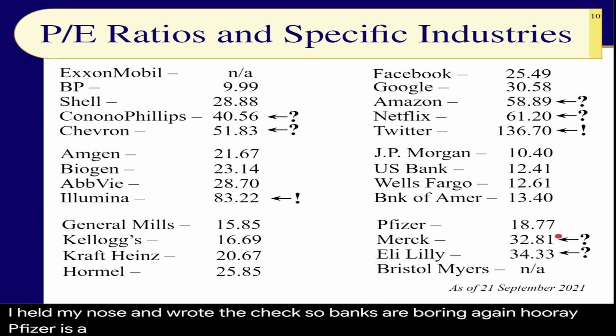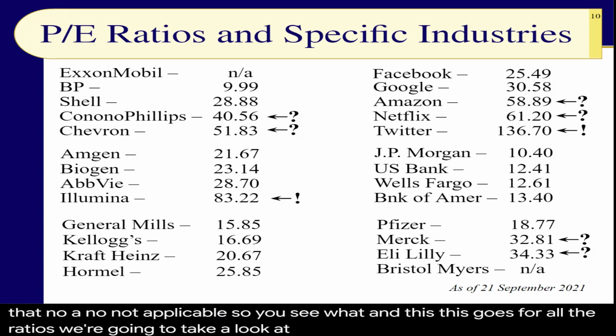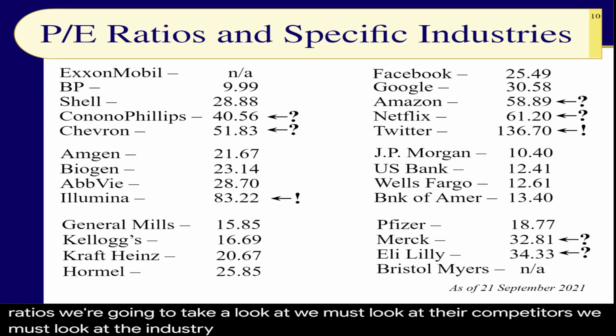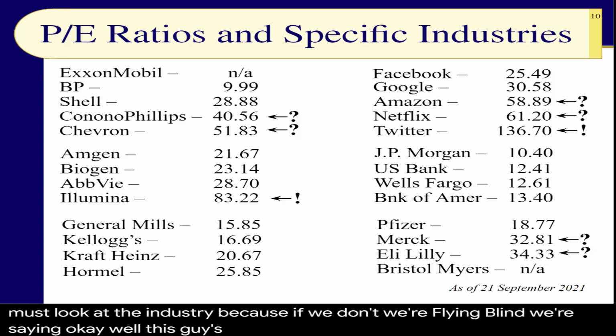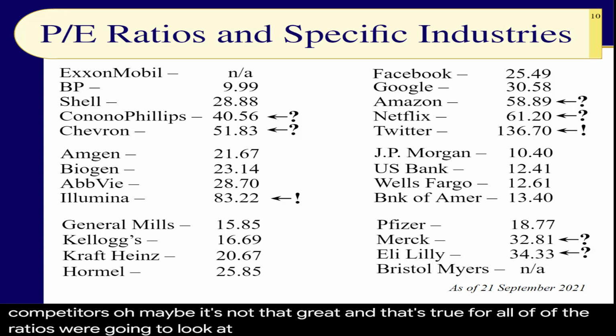Pfizer is respectable. Merck, 33. Eli Lilly, 34. And then Bristol Myers, well, they're losing money, so not applicable. So you see, and this goes for all the ratios we're going to take a look at, we must look at their competitors. We must look at the industry, because if we don't, we're flying blind. We're saying, okay, well, this guy's got a great PE. Well, compare it to its competitors. Oh, maybe it's not that great. And that's true for all of the ratios we're going to look at in this chapter.